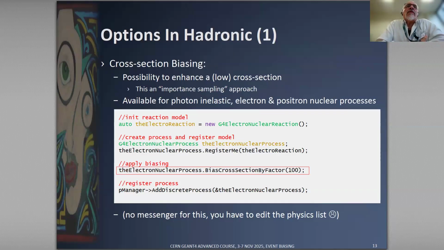Alberto already mentioned several options in the hadronic sector. There is cross-section biasing, where you can enhance the cross-section of some hadronic processes when they have low cross-sections. But this is not that easy to use. In particular, there is no messenger, so it means that you really have to edit the physics list if you want to go for that. So the next slide.